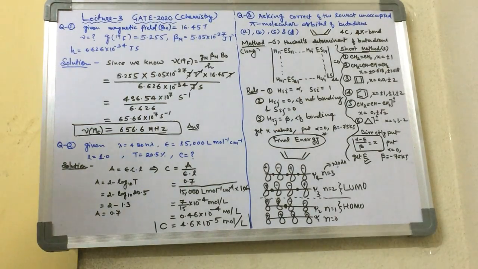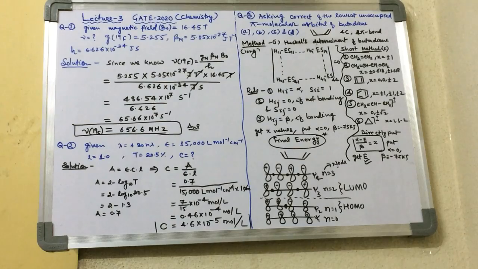Okay, I will read the question. What is the question saying? The question is saying: in an NMR spectrometer operating at a magnetic field strength of 16.45 Tesla, you have to find the resonance frequency in megahertz, rounded off to 1 decimal place, of the 19 fluorine nucleus.